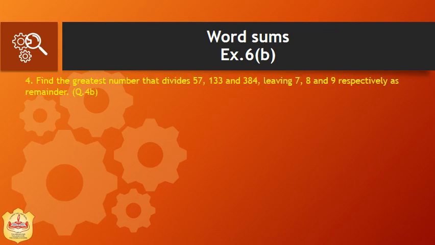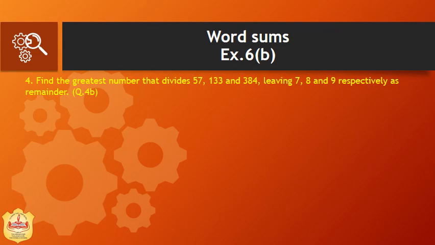Now children, the next question is, find the greatest number that divides 57, 133 and 384, leaving 7, 8 and 9 respectively as remainder. And this is question number 4B of your book. So now children, what does this question mean?